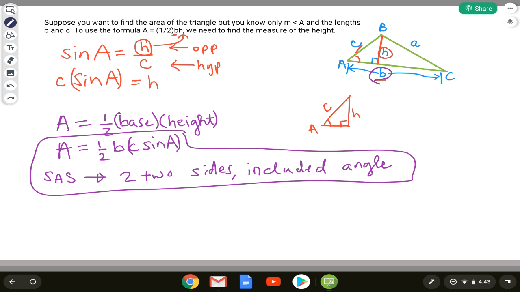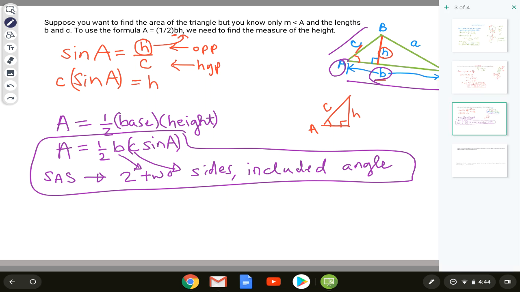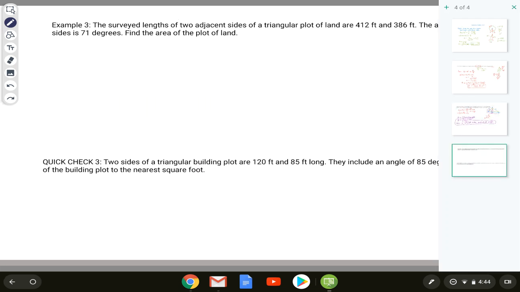Okay, but it has to be that your two sides are B and C, and the angle A is the angle that's in between those two sides. So in this case, we had our B here and C here, and my angle A was the angle in between those. It was the vertex where those came together. All right, so we're going to use this on an example.